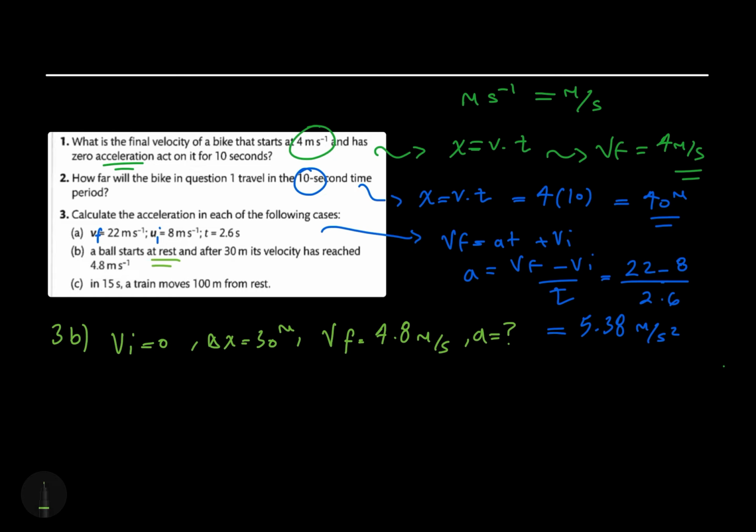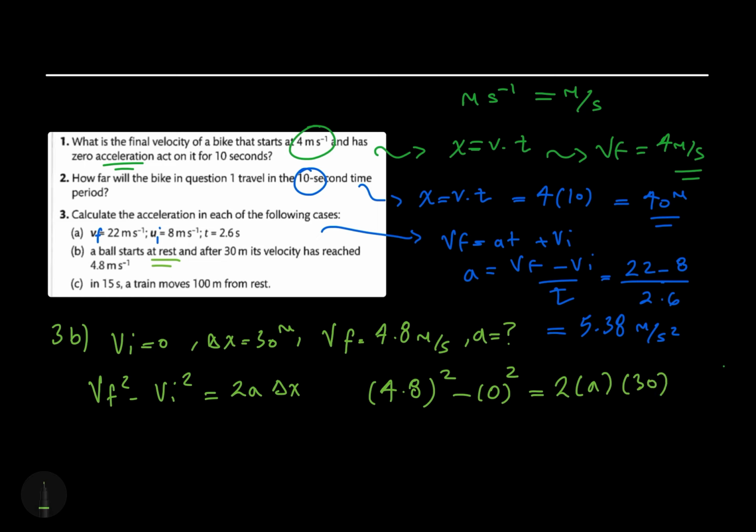We're looking for acceleration again, so we have to take a look at the formulas we can use. We have V final, we have V initial, and we're looking for acceleration. So the only one we can use is VF squared minus VI squared equals 2A delta X. VF is 4.8, so that's raised to the power of 2. V initial is 0, so 0 to the power of 2 equals 2 times acceleration times 30. Now, 4.8 squared is just 23.04, and this equals 60 times the acceleration.